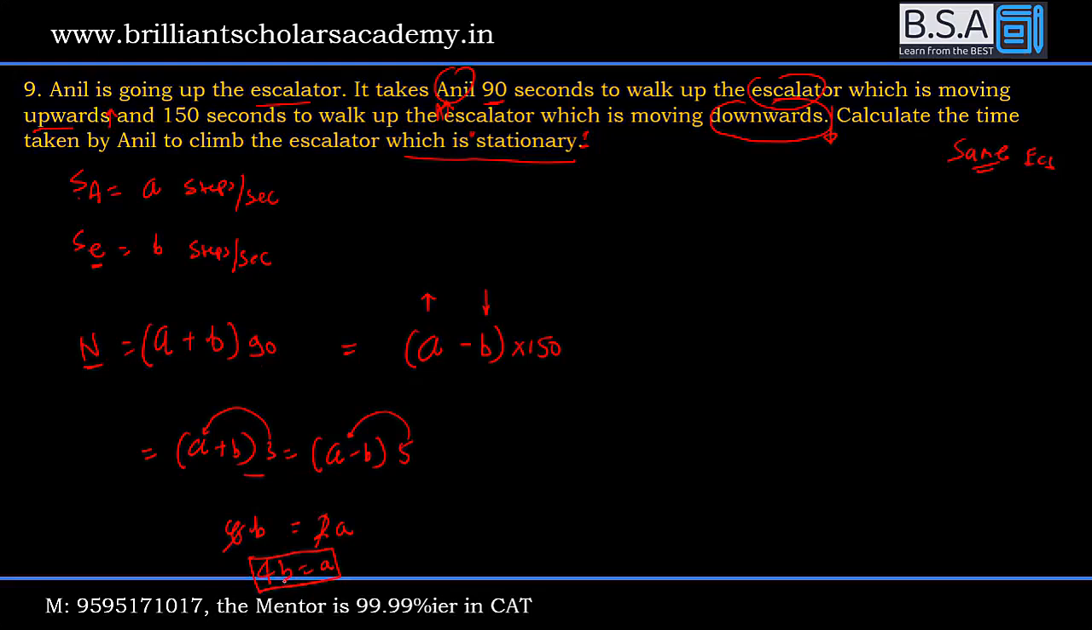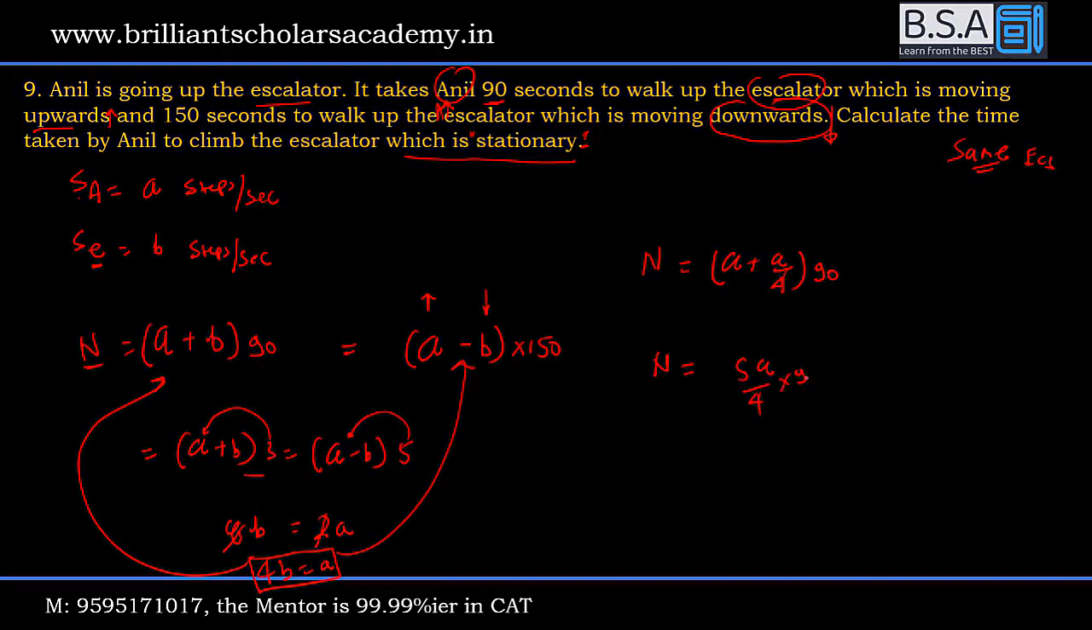Now I will use this information and put it in either the first form or the second. It makes no difference. How many steps are there? N is equal to a plus a by 4 into 90. So N is equal to 5a upon 4 into 90.